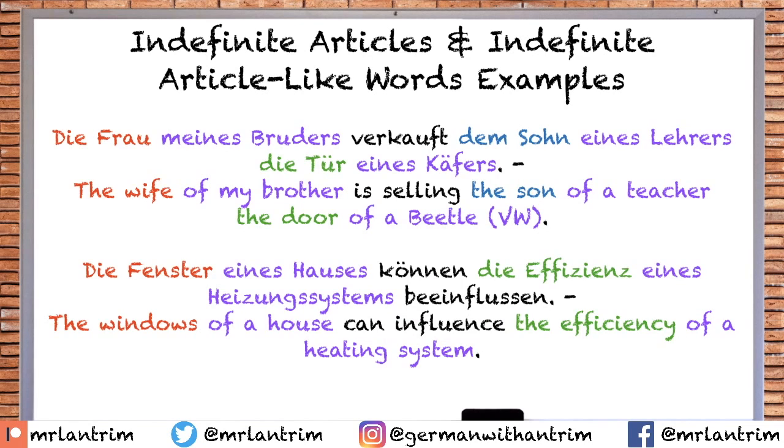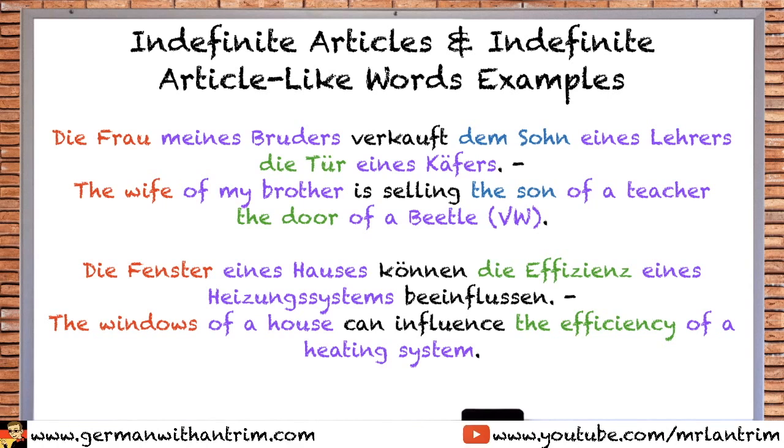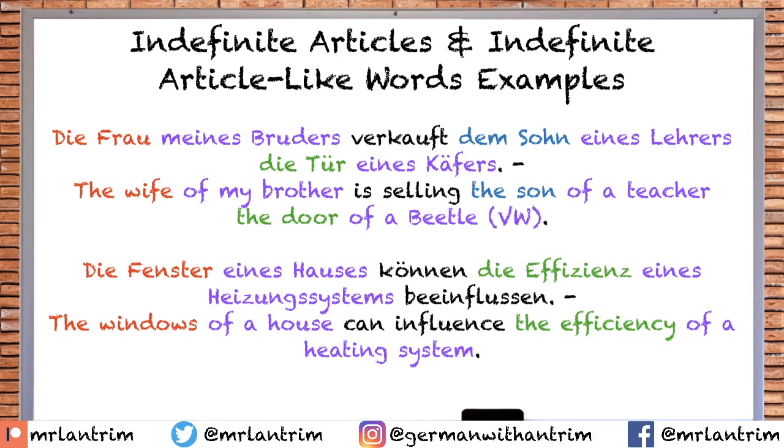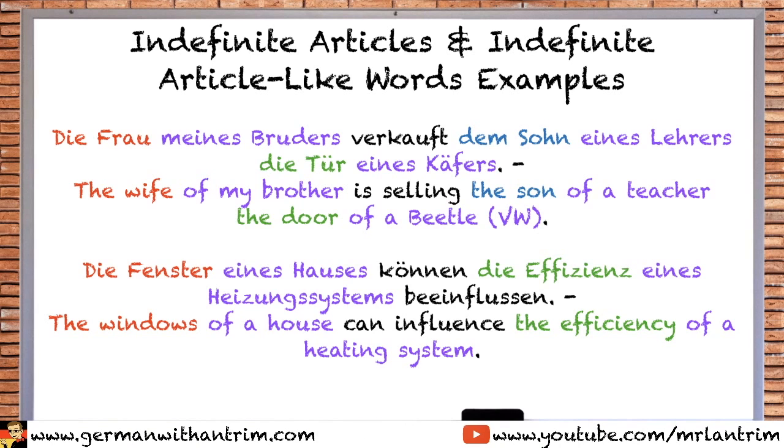Examples of how to use these in sentences. Here we start off with: Die Frau meines Bruders verkauft dem Sohn eines Lehrers die Tür eines Käfers. The wife of my brother is selling the son of a teacher the door of a beetle. Yeah, it's an odd sentence, but it works. So, genitive case after the nominative case. So we have die Frau, nominative case, meines Bruders, of my brother.